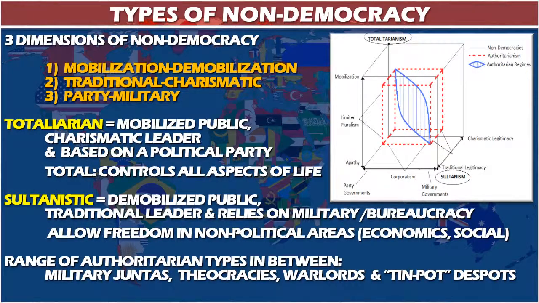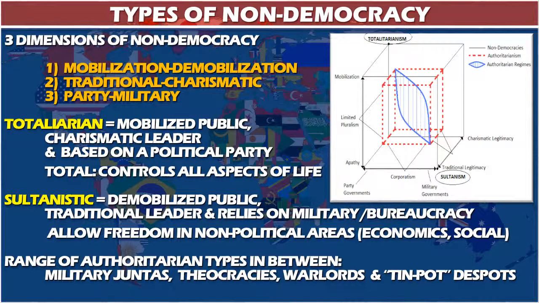So let's look at non-democracies, and we generally differentiate non-democracies by three dimensions: whether they mobilize or demobilize the public, whether they legitimate themselves by traditional or charismatic authority, and whether they rule through a political party, such as the Communist Party or a Nazi Party, or they rely upon, let's say, control of the bureaucracy, often the military.